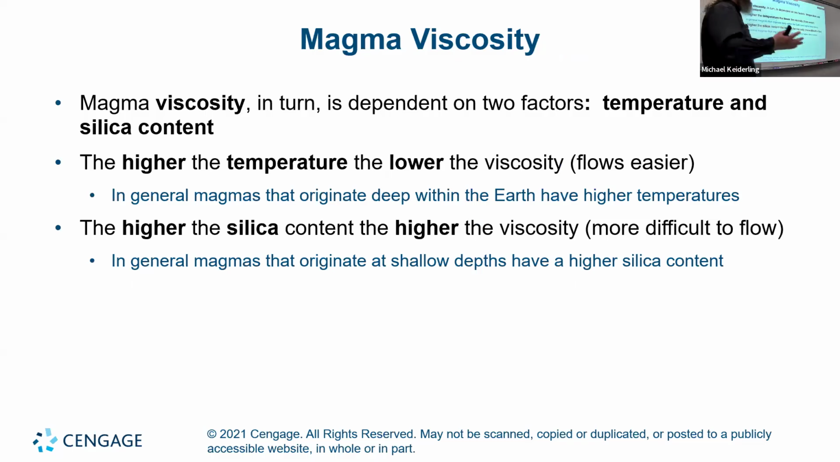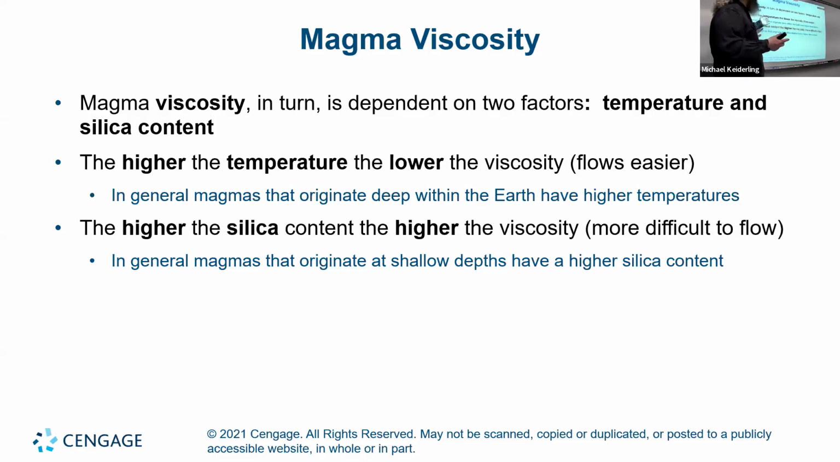Magma viscosity is primarily determined by two main factors: temperature and silica content. Luckily, these two factors are actually related. So hot magma is low silica magma, and cooler magma is high silica magma. In general, the higher the temperature, the lower the viscosity. Much like honey, you warm it up, it flows more easily.